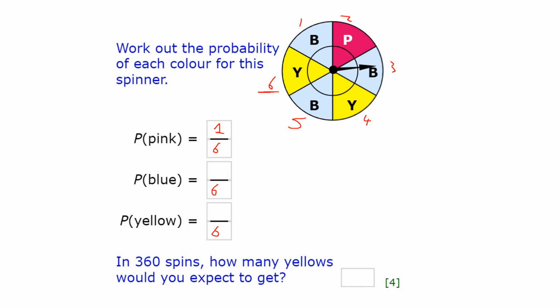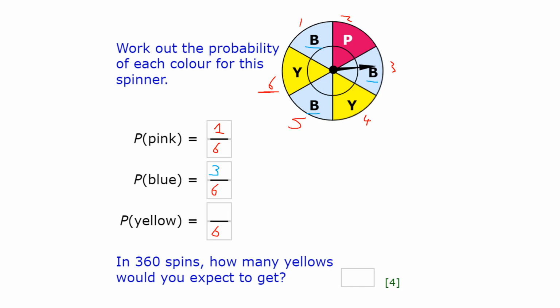What about for the blue one? How many are blue? 1, 2, 3 of them are blue. So the probability of blue is just going to be 3 over 6. Because it's a probability, you don't need to simplify the fractions. You can just leave it as 3 and 6, okay?